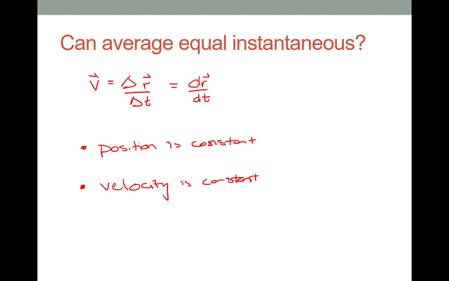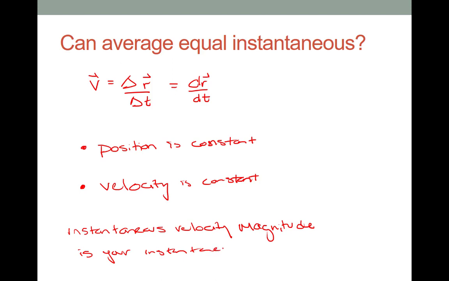One important piece to remember is that for your instantaneous velocity, the magnitude of it, the size of it, how fast it says you're going, the magnitude of your instantaneous velocity is your instantaneous speed. The same is not true for average, unless you have the situation where your average equals your instantaneous.